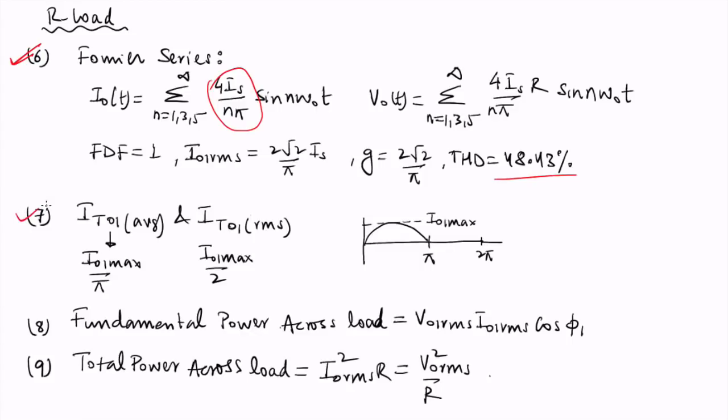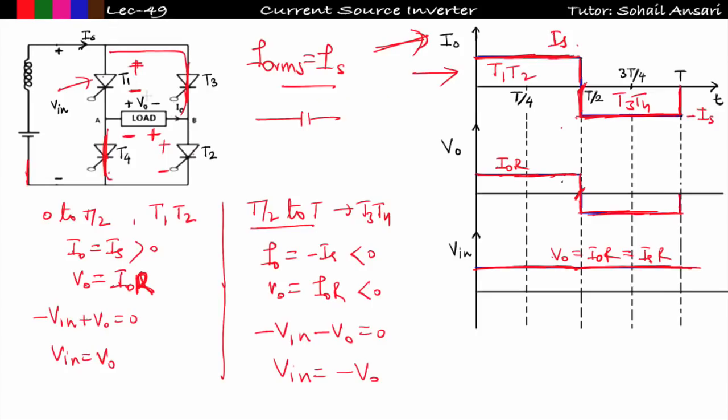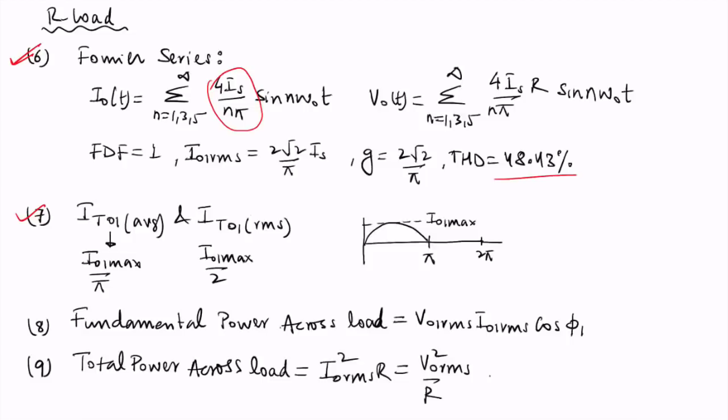Now the seventh point is I T01 average, where I am talking about the fundamental component. So let me draw the fundamental component of load current as well as load voltage. I already explained how to plot the fundamental component. It will be a sine wave, something like this. From 0 to pi it will be positive, and from pi to 2 pi it will be negative, and this is my I01 max. And I explained in the single phase full bridge inverter that I01 max will be greater than Is. So these concepts I have already discussed, so I am not repeating them again.